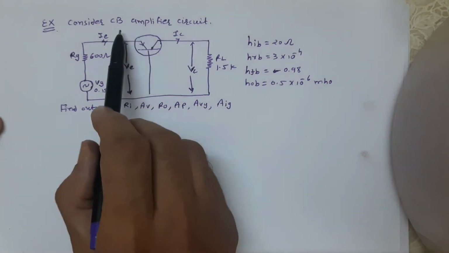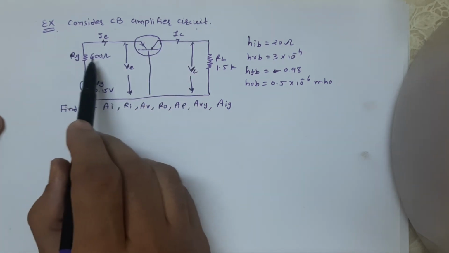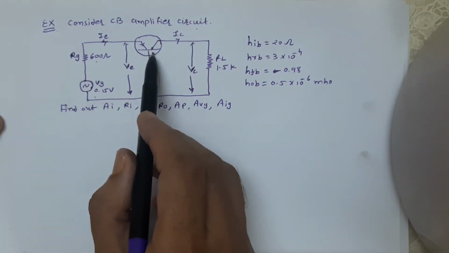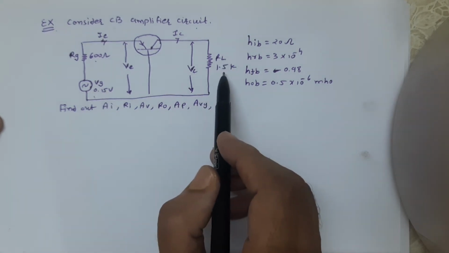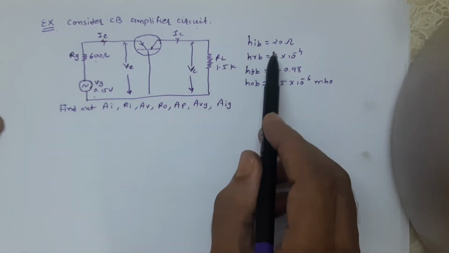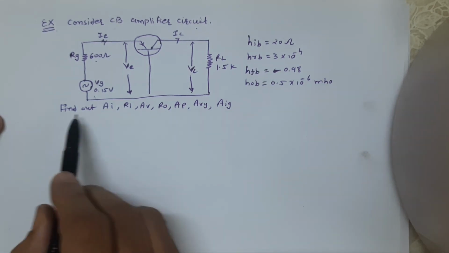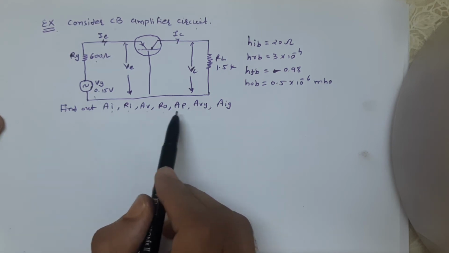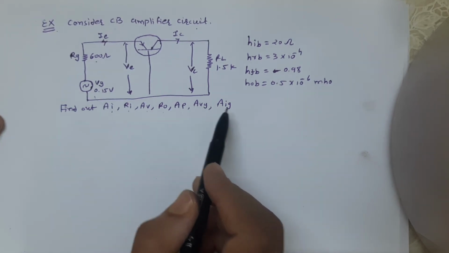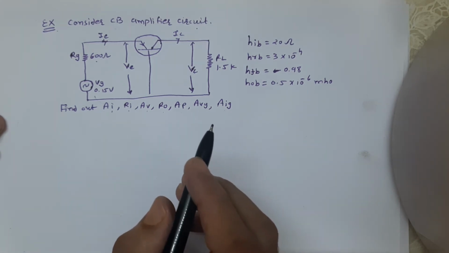Consider the common base amplifier circuit. In this circuit, Rg is equal to 600 ohm. This is your common base transistor. Vg is equal to 0.15, RL is equal to 1.5 K, and HIB, HRB, HFB, HOB are given. Then find out current gain, input resistance, voltage gain, RO, AP, AVG, AIG, etc. Right? This is your example.